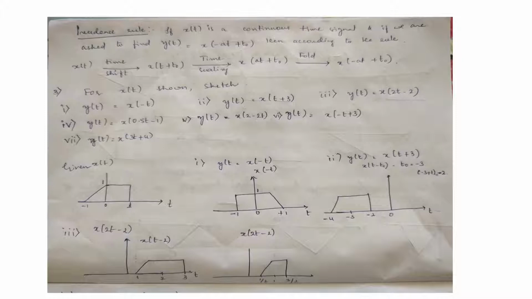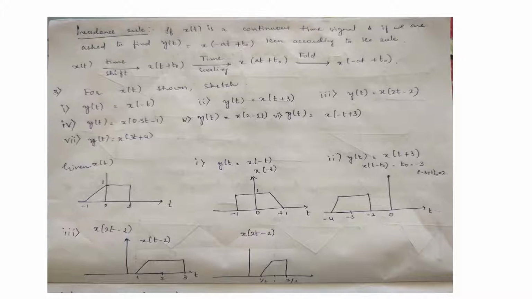For example, x of t is the input. To get x of t plus t naught, we have to do time shift, and to get x of at plus t naught, we have to do time scaling, and to get x of minus at plus t naught, we have to do time reversal. So we are going to solve some problems on this topic first.